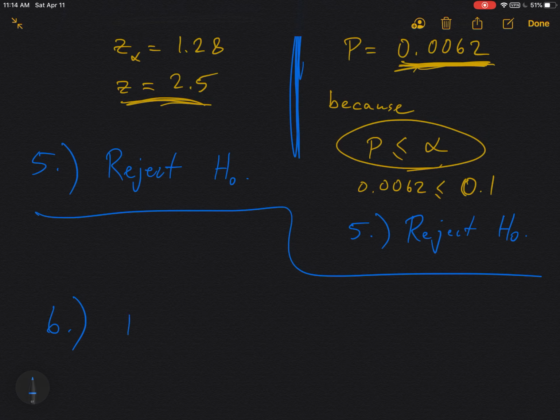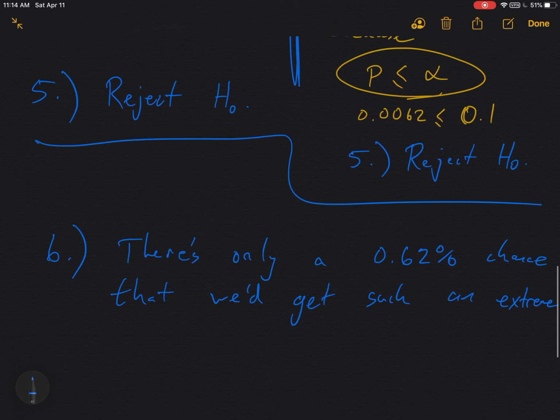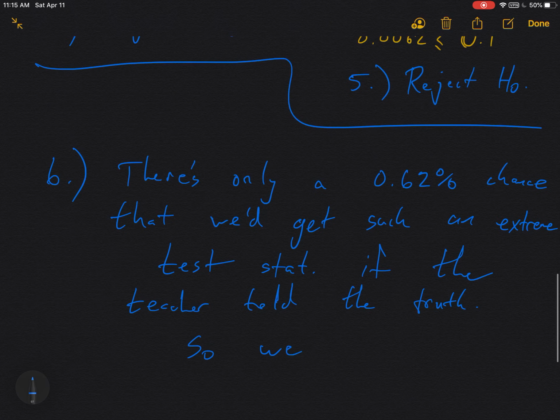Okay, and then your last thing is to interpret your answer. And so what I would say as your interpretation is there's only a 0.62% chance that we'd get such an extreme test statistic if the teacher told the truth. So we reject H0, the null hypothesis.